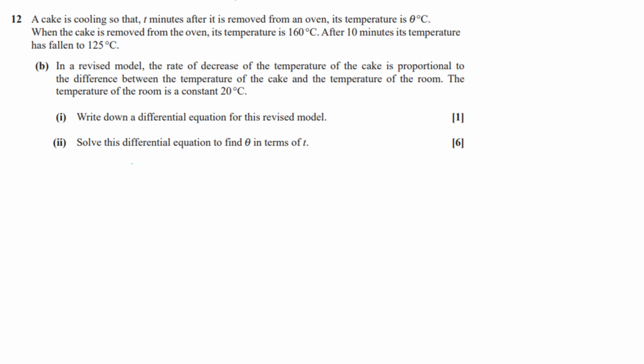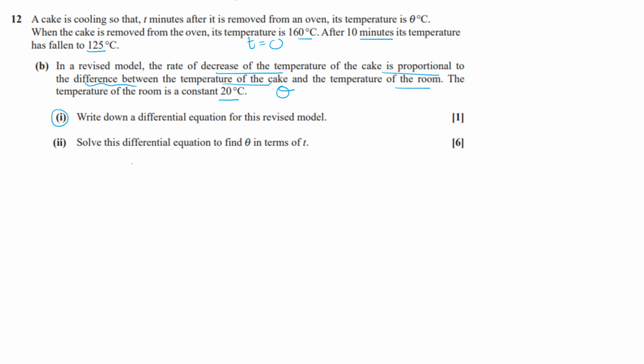In part B, we've still got the same situation. The cake is cooling, and when it comes out of the oven, T equals 0 and it's 160. 10 minutes later, it's fallen to 125. Now they have revised the model to say that the rate of decrease is proportional to the difference between the temperature of the cake, which is theta, and the temperature of the room. And we're told that this is constant at 20 degrees.